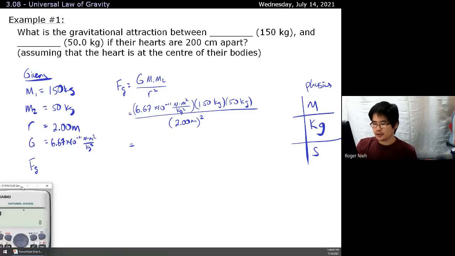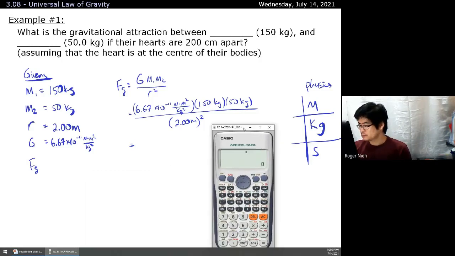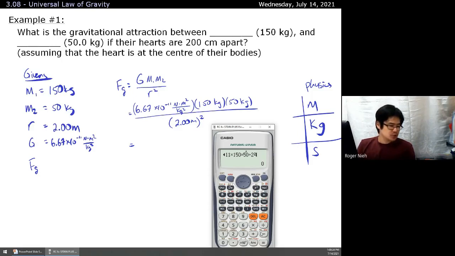Pull out your trusty calculator and type away: 6.67 exponent negative 11 times 150 times 50 divided by 2 squared. You should expect an answer that's very small, because between you and a person beside you there is an inherent attraction, but as human beings with our limited sensitivity, we won't notice that force of attraction. It's going to be a very small number.